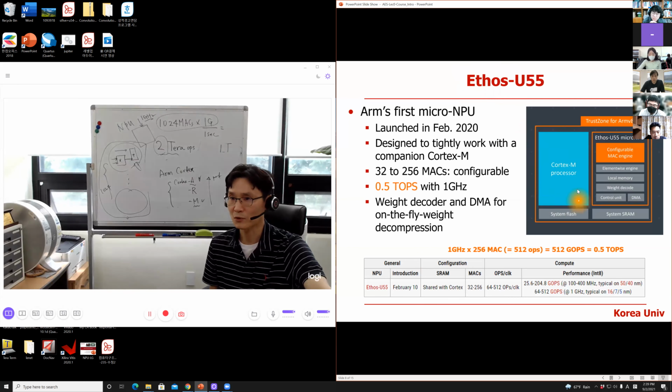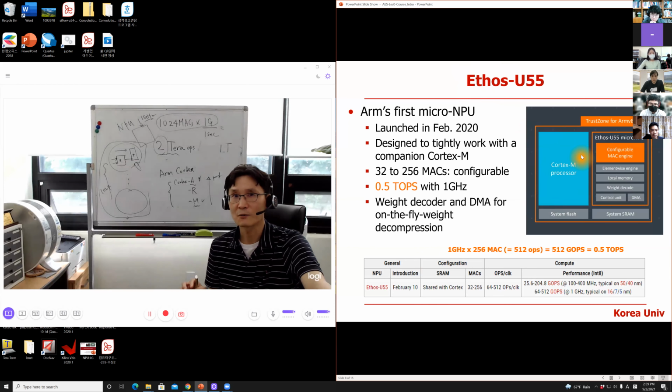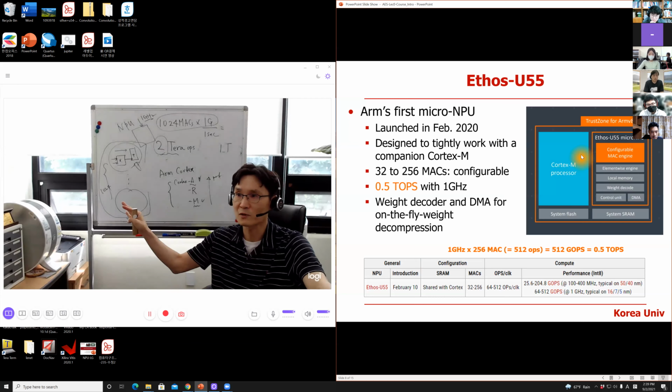Ethos was designed to be used with Cortex-M microcontroller. Cortex-M is used in the IoT domain, Internet of Things, very lightweight microcontroller, not like Cortex-A. What would be a good application of IoT? IoT devices are sometimes battery operated. It is deployed in the forest, for example, to detect wildfire.